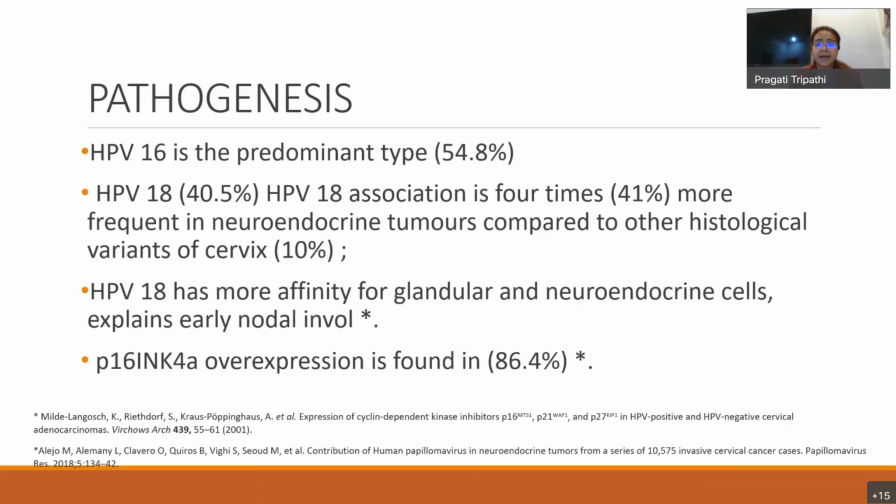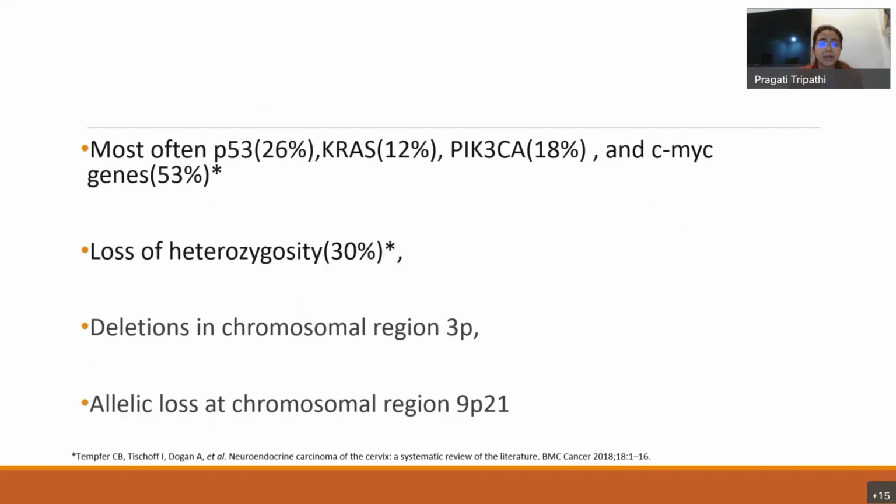HPV 18 has more predilection for neuroendocrine and glandular cells. This also explains the early nodal involvement and metastasis to lymph nodes in cases of neuroendocrine tumors. There has also been overexpression of P16INK4. Other oncogenic driving mutations found in neuroendocrine cancers of the cervix are P53, KRAS, PIK3CA, and c-MYC genes. Loss of heterozygosity has been seen. Deletions in chromosomal region 3p and allelic loss in the region of 9p21 have also been seen.